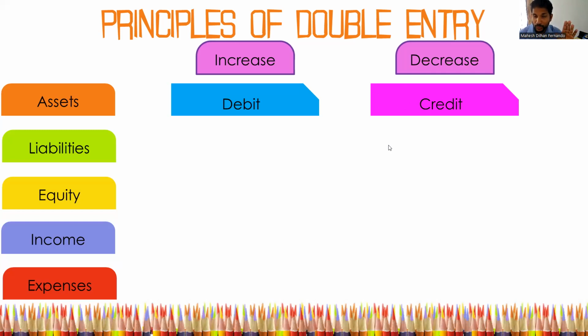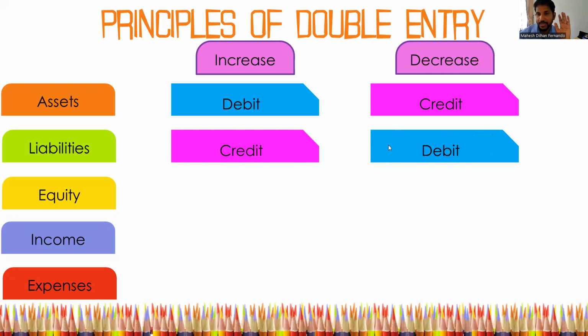Liabilities. Do you know? When liabilities increase, that increase is recorded on the credit side. Have a very debit feeling. Increase in liabilities is credited. Therefore, decrease in liabilities is debit. Don't ever think that debit is always an increase. No. For some accounts, debit is an increase. For some, debit is a decrease.